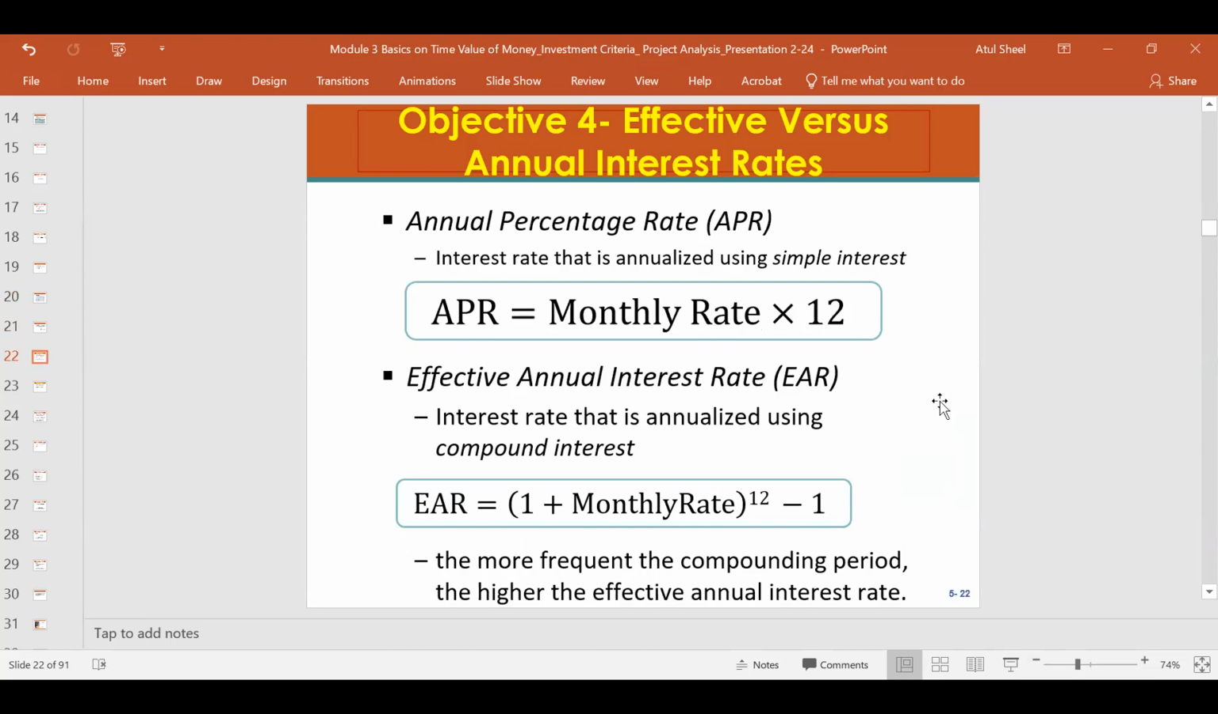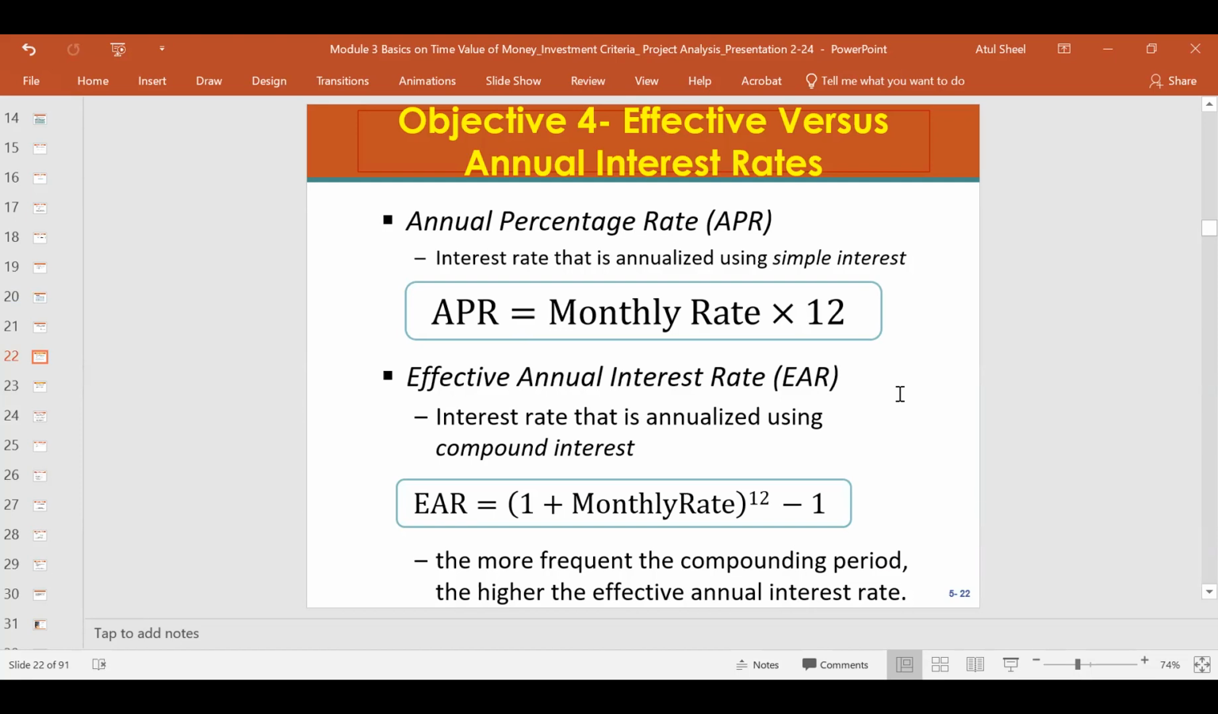Now, another goal that we need to accomplish in this chapter is the concept of effective versus annual interest rates. Now, APR, you must have heard, your interest rate is so much APR. What does APR mean? Annual percentage rate. Interest rate that is annualized using simple interest. So when we say, what is the APR? You will take the monthly rate times 12. That is the APR, annual percentage rate.